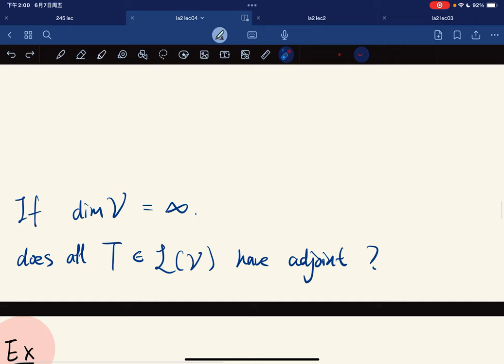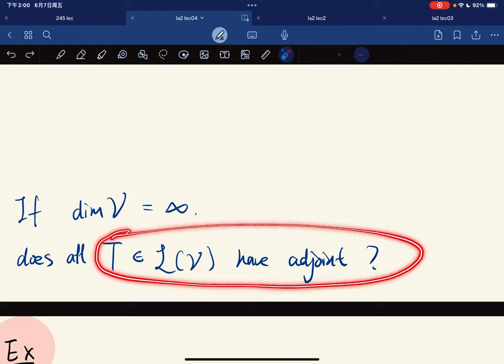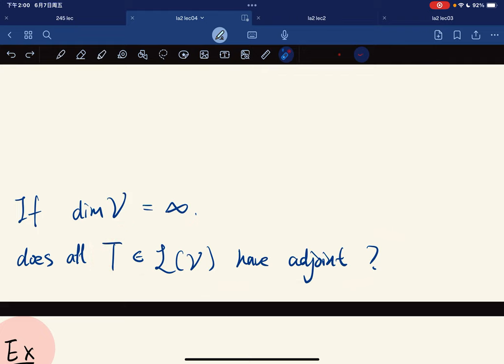Now, in general, if the dimension of V is infinite, should an operator always have an adjoint? Well, the answer is no. And here's a counterexample.